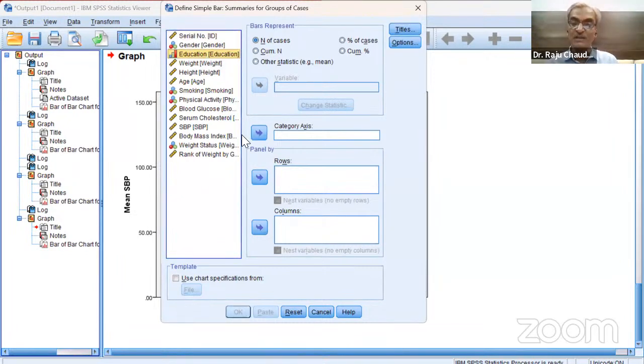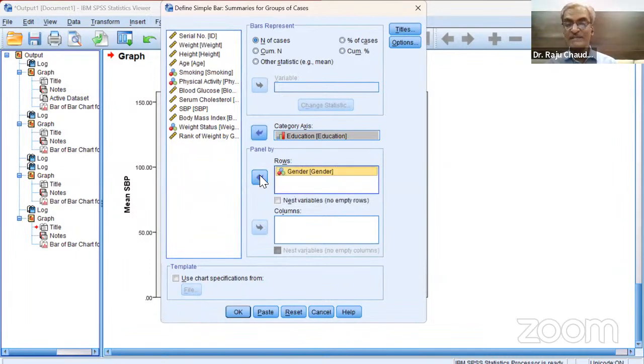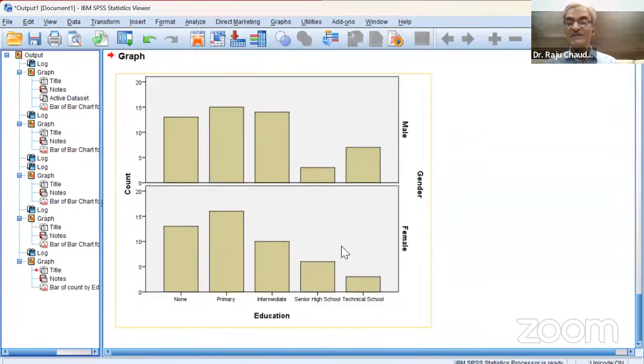Now what I want to visualize is education level, according to gender. So here we can use a panel. Now just click OK and you can see the entire graph: you get two simple bar charts. Why two? Because my gender has two levels, male and female. If there are three levels for gender, then it will show you three panels.